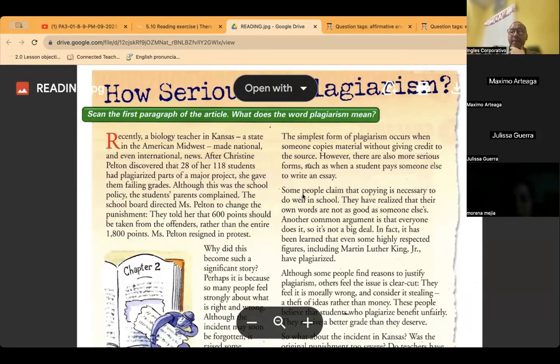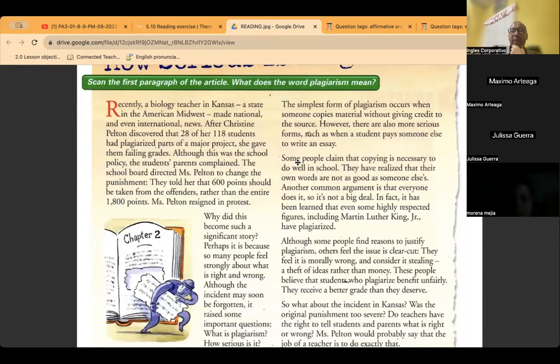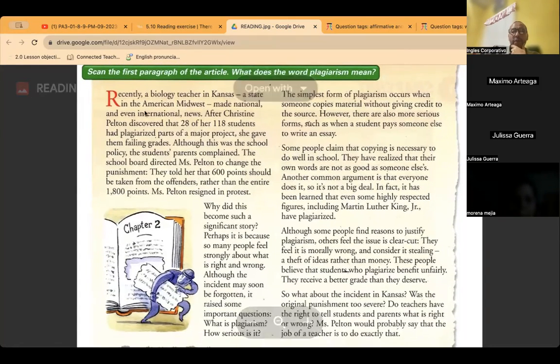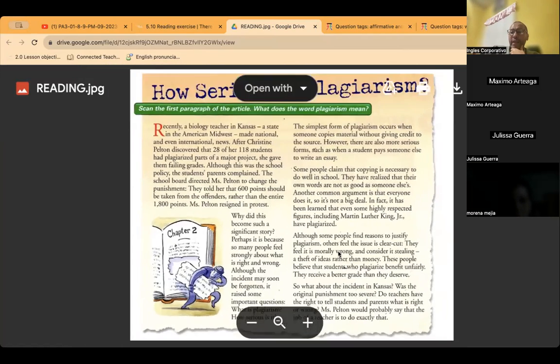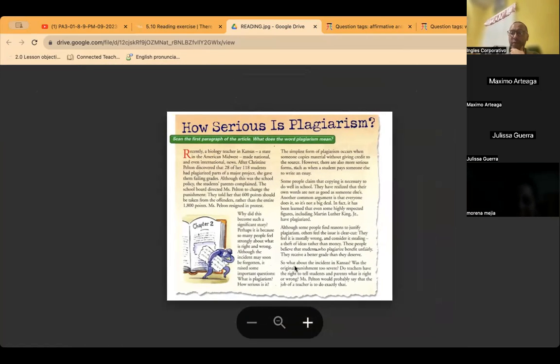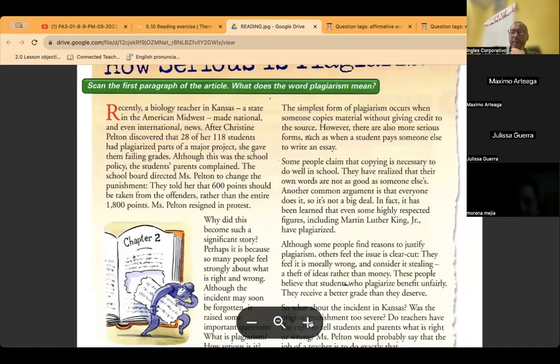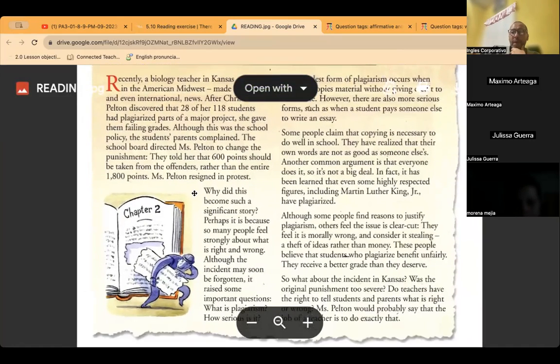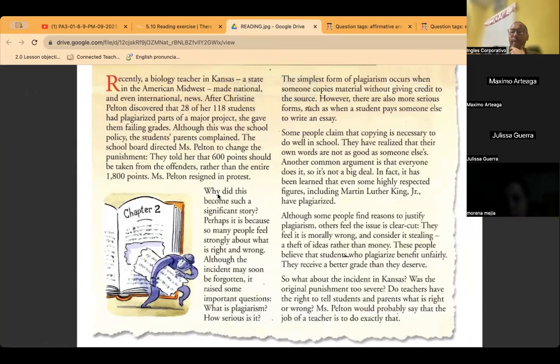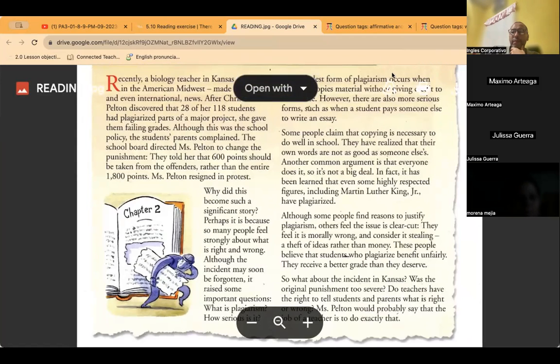Exactly, exactly. So we're going to read together. Maximo, can you please read the first paragraph and the second? These two are Maximo. Julissa, paragraph number 3 and 4, these two paragraphs. And Morena, the last two paragraphs, these two here. Okay? Okay. Maximo, can you see or do you want me to make it bigger? No, no. It's okay. Okay, go ahead.